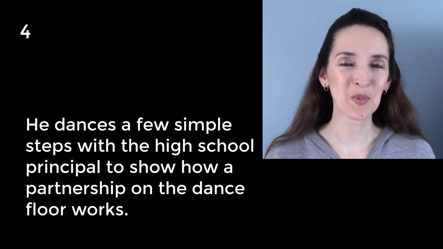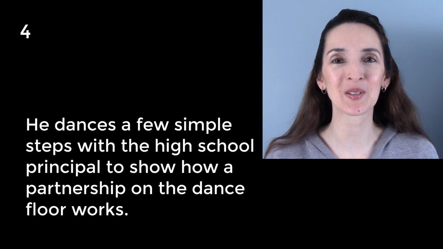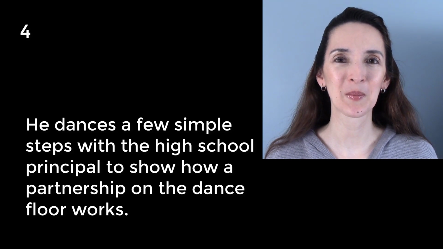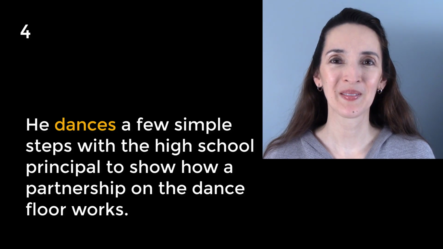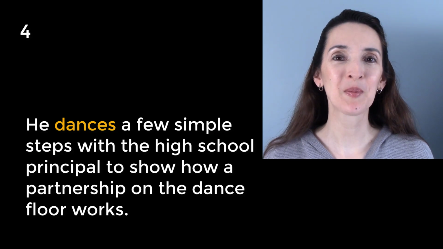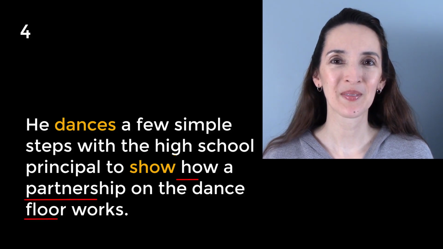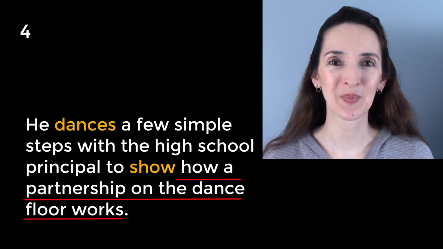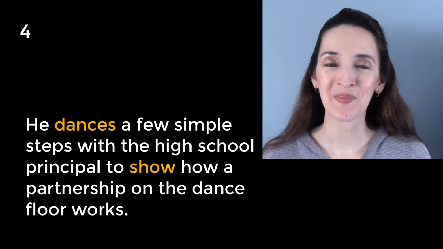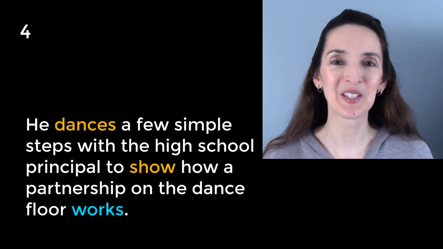He dances a few simple steps with the high school principal to show how a partnership on the dance floor works. The first verb, dances. How is it being used? As a transitive verb. There's the object. Next verb, show. Transitive or intransitive? Transitive. It has an object. There's one more verb. At the end, works. Does it have an object? No, it's intransitive.